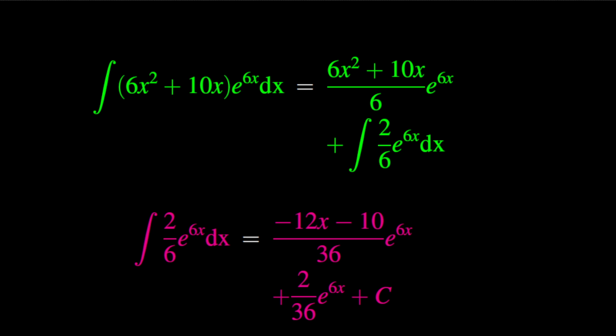From the second integration by parts, we obtain the following result. So, the integral of 2 over 6 times exponential of 6x dx is equal to minus 12x minus 10 over 36 times exponential of 6x plus 2 over 36 times exponential of 6x plus a constant of integration c.